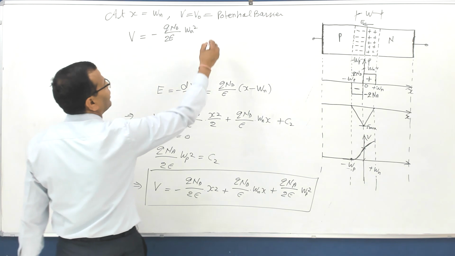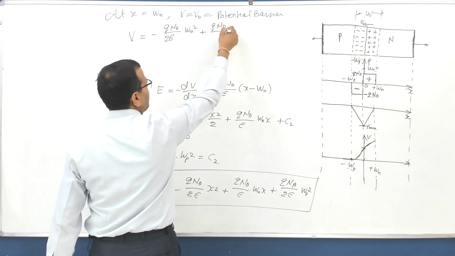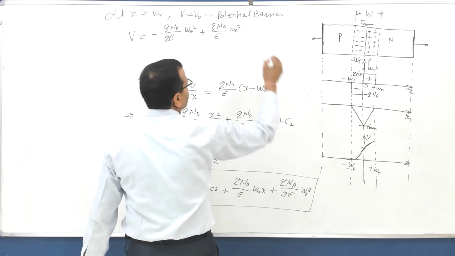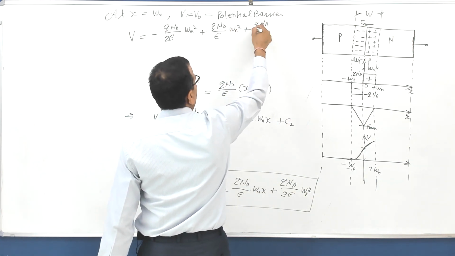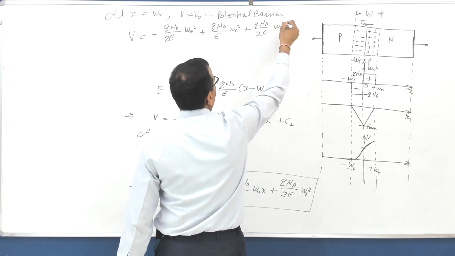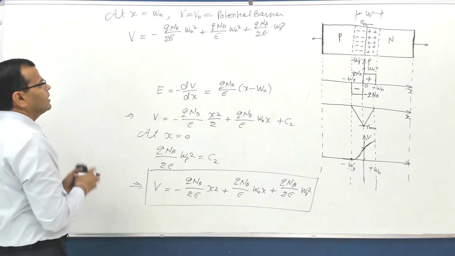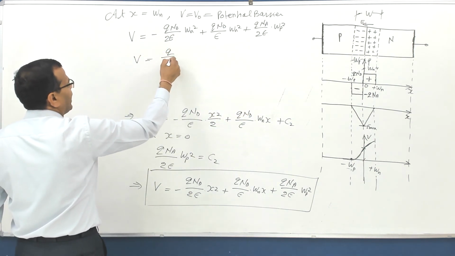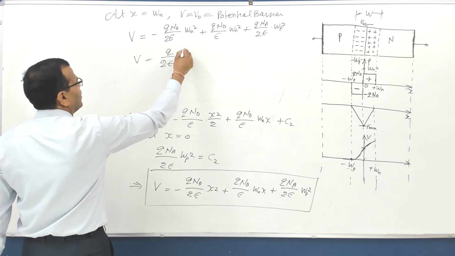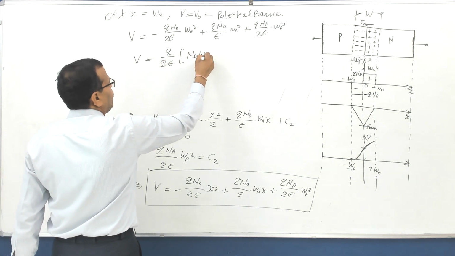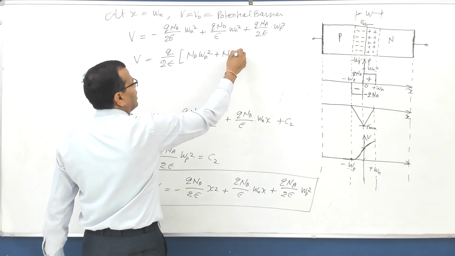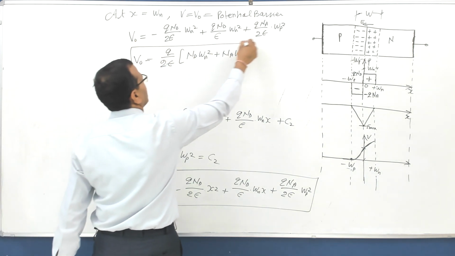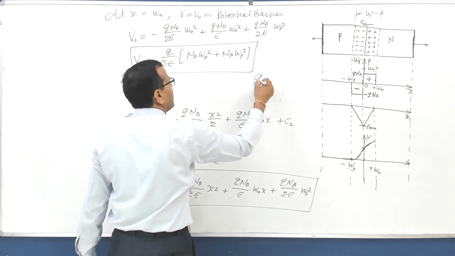plus qNd by epsilon into Wn square, and plus qNa by 2 epsilon into Wp square. So you can simplify this relation now. This gives V naught equal to q by 2 epsilon into (Nd Wn square plus Na Wp square). This is your potential barrier. This is an important expression, remember it if you can.